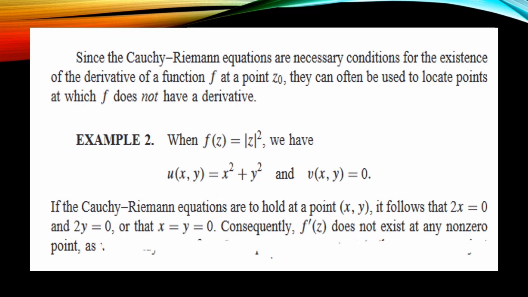Example number 2: if f of z is equal to z bar, we have u of x, y equal to x and v of x, y equal to 0. If the Cauchy-Riemann equations are to hold at point x, y, it follows that 2x is equal to 0 and 2y is equal to 0. Why? Because we differentiate u with respect to x and v with respect to y, and here we get 2x. And when we differentiate u with respect to y, we get 2y, and differentiating the other part with respect to x we get 0. So 2y is equal to 0. So we can say that x is equal to y is equal to 0. Consequently, f prime of z does not exist at any non-zero point.